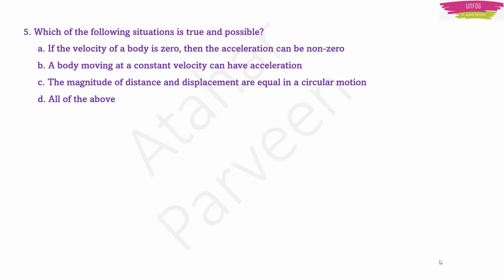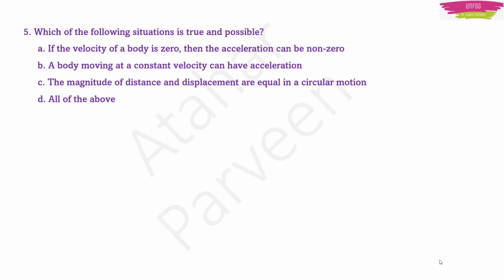Next question. Which of the following situations is true and possible? You have to read the options. Anyway, the fourth option is all of the above. You have to read the first three options and decide which situation is true and which one is possible also.